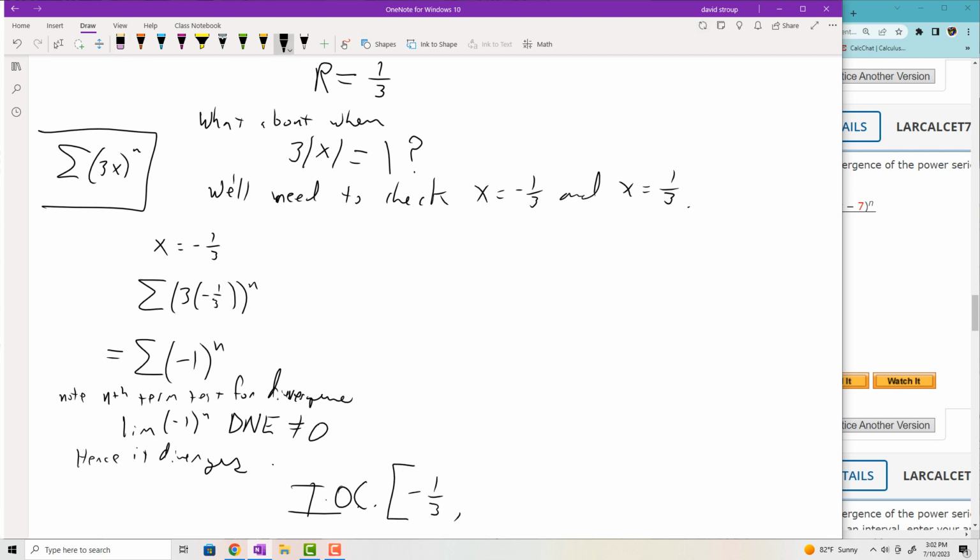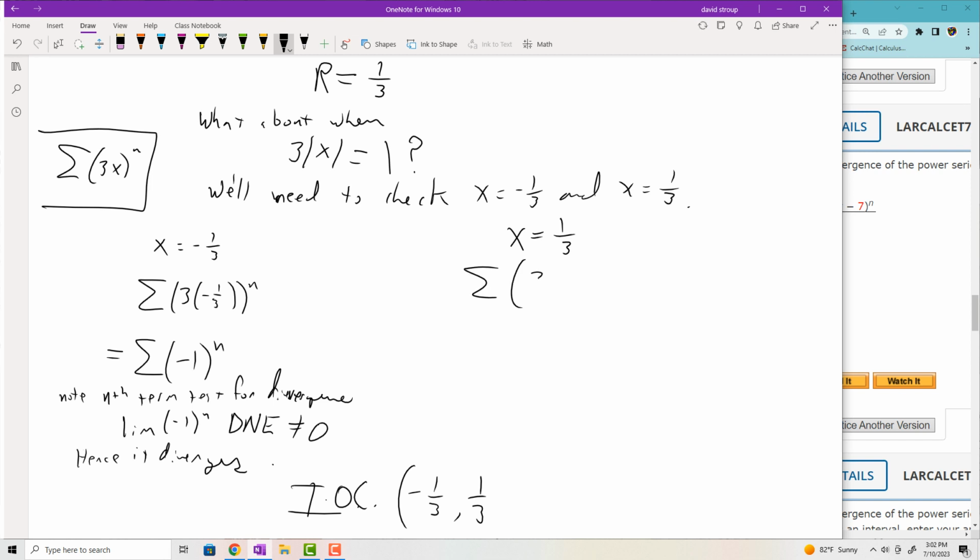I don't know what's going to happen on the other side. But we found it was divergent, so we have to put a parenthesis. Then we'll go and check the other endpoint and see: either I'm going to put a bracket if it's convergent or an open parenthesis if it's divergent. So the other endpoint I have to check.